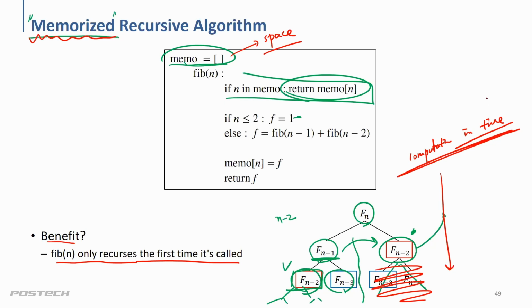Sometimes you might say, I have enough time, but I don't have any money to buy memory, so I don't have any space. Then in that case, you have to compromise, and you just make use of the naive recursive method, but it's going to take longer than memoization. Okay, that's the big difference.